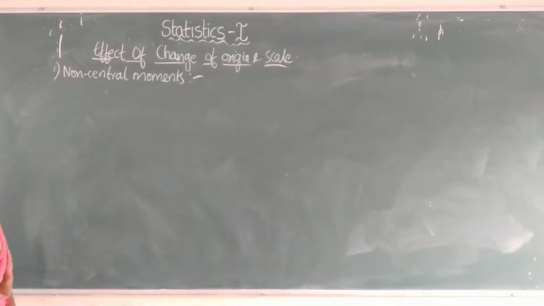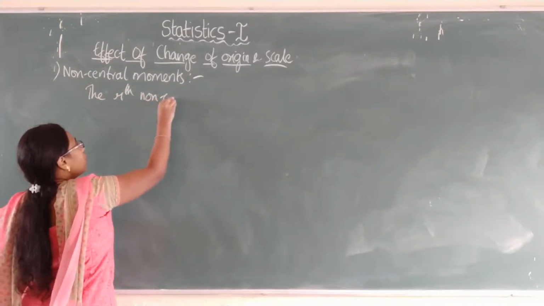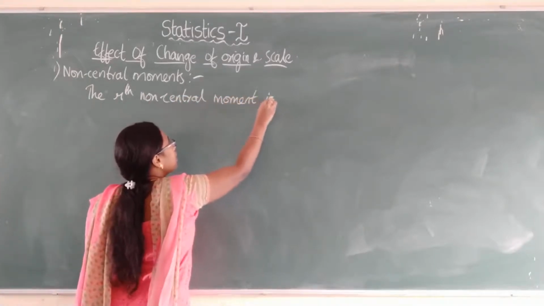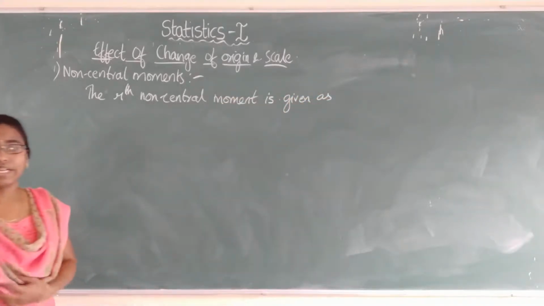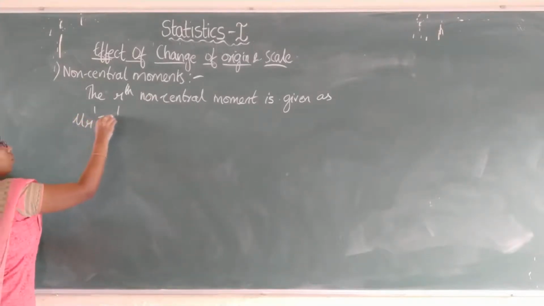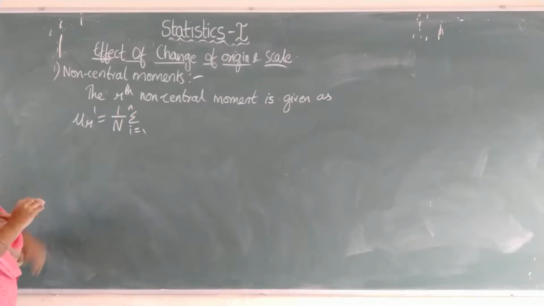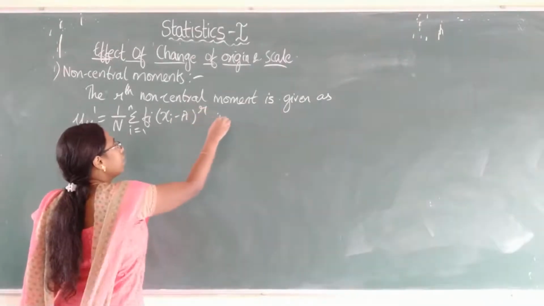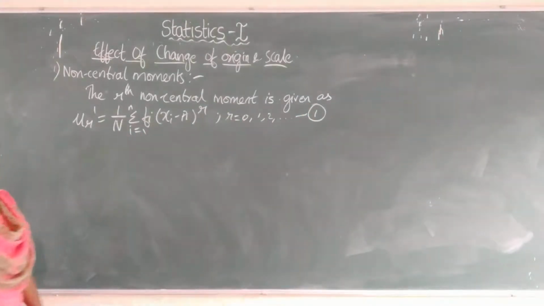So first write down the rth non-central moment. The rth non-central moment is given as, denoted with μr dash, equals 1 by n summation i equals 1 to n fi into xi minus a whole power r, where r equals 0, 1, 2, and so on. So keep this one as equation 1.